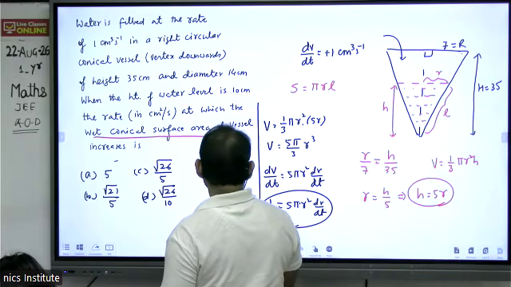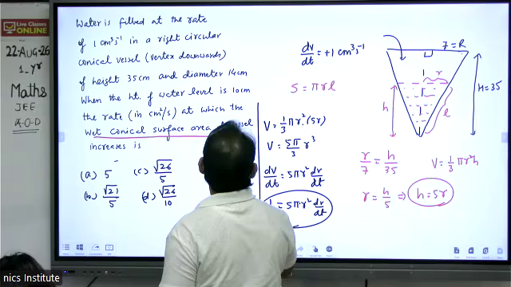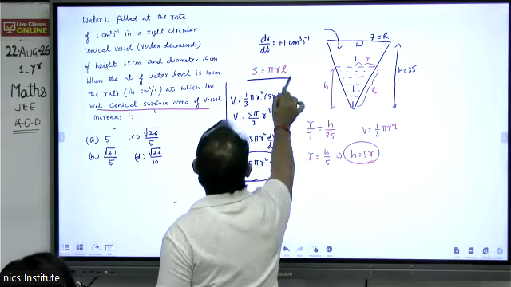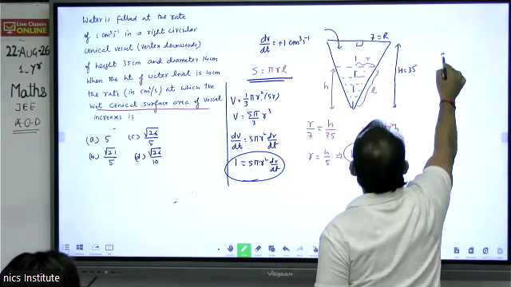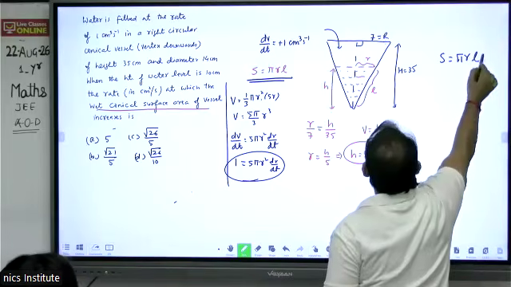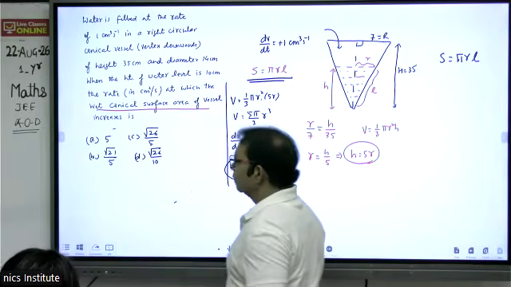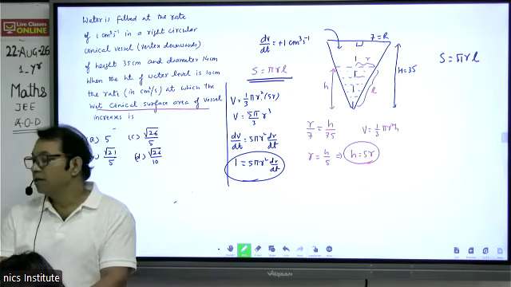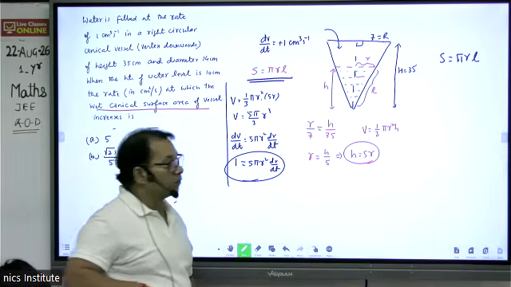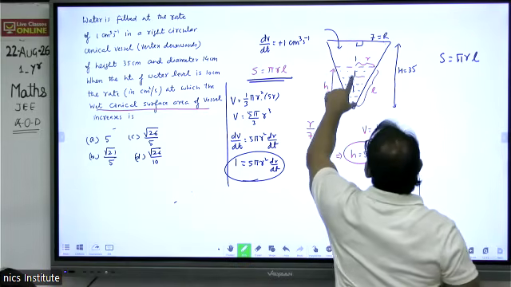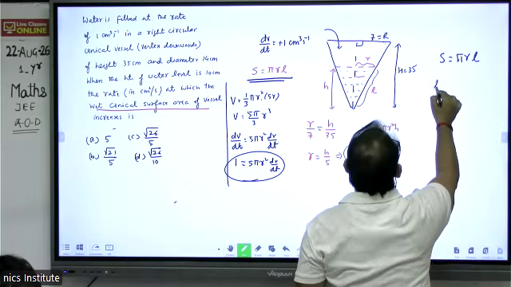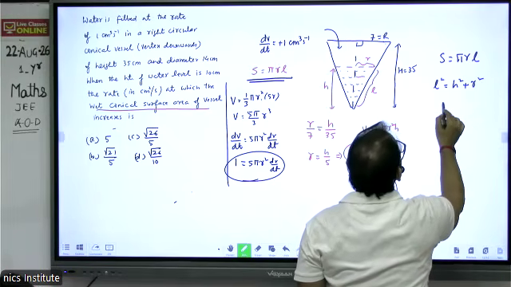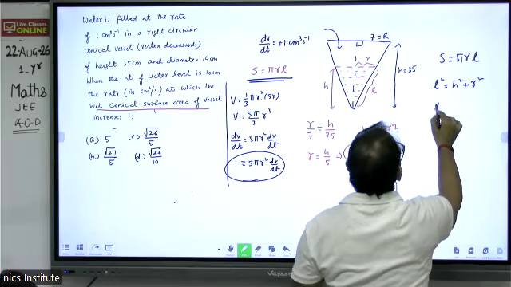Now we have to get rid of L also. In the curved surface area, surface area is pi RL. We need to find dS by dt, right? So using Pythagoras, you can convert L in terms of R and H. See, this is L, this is H, this is R. So what is L square? L square is H square plus R square. But what is H? H is 5R.